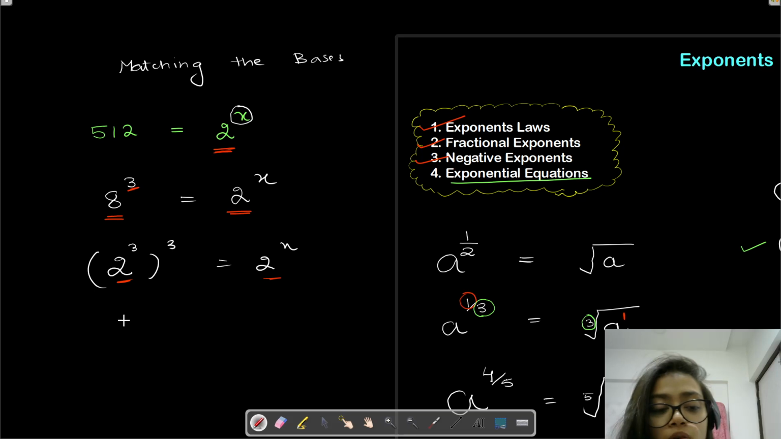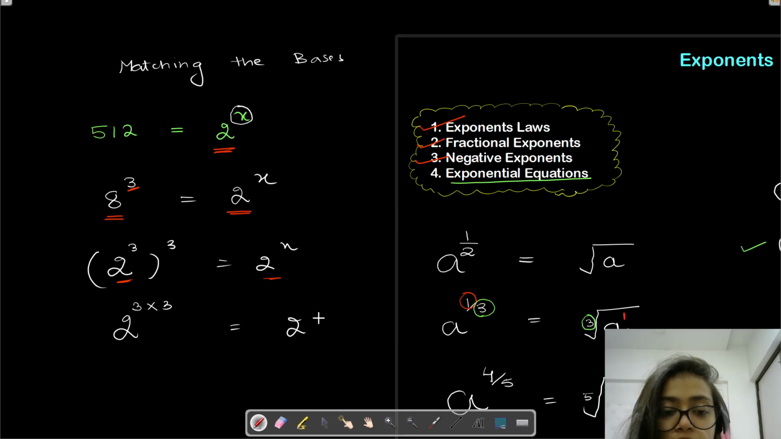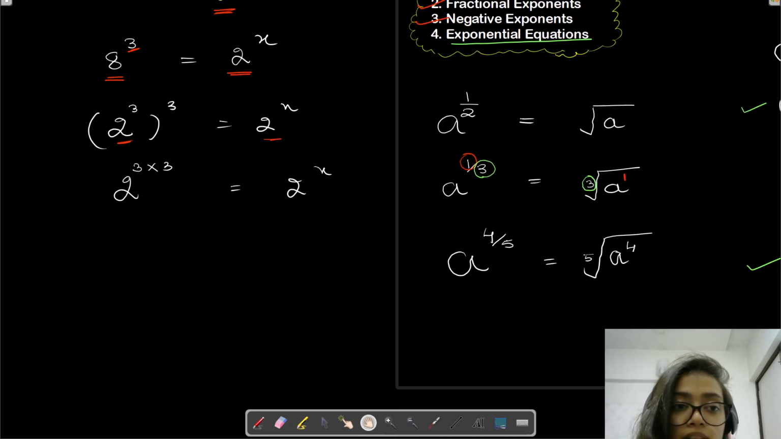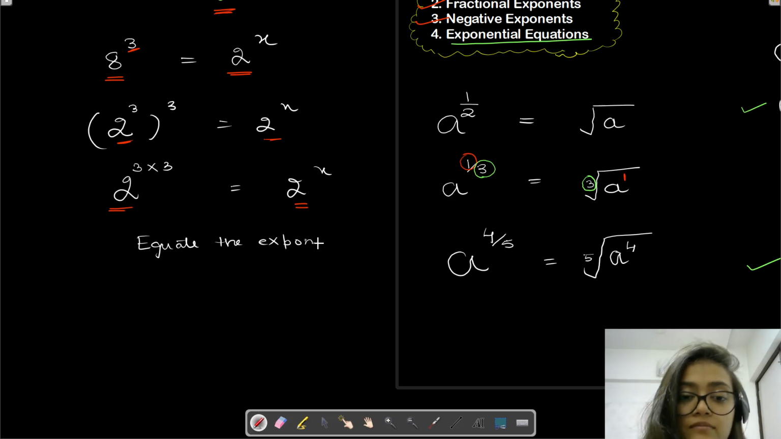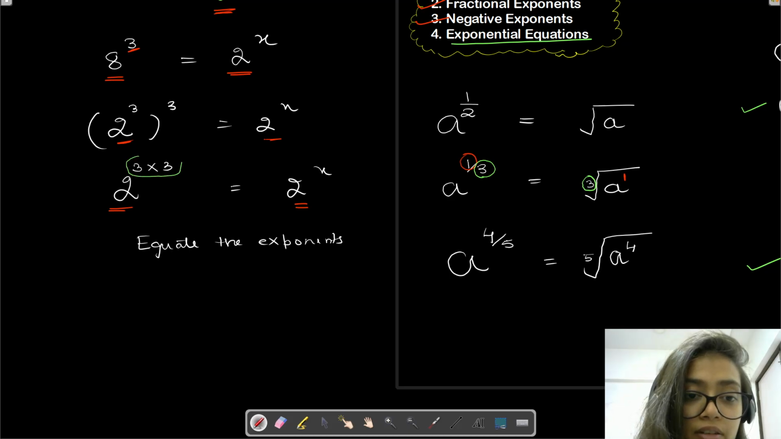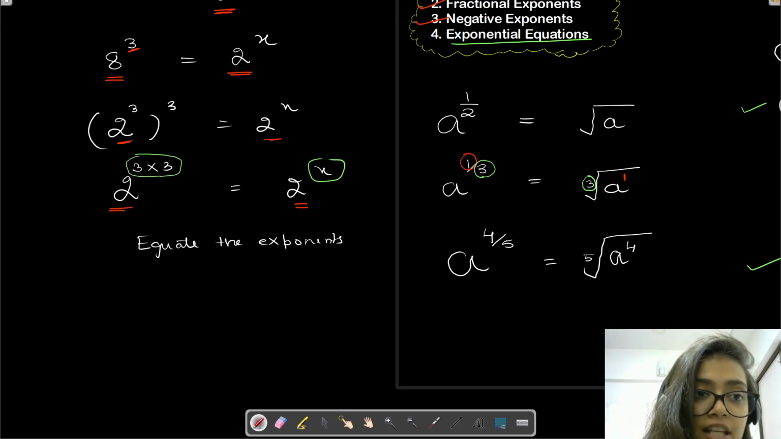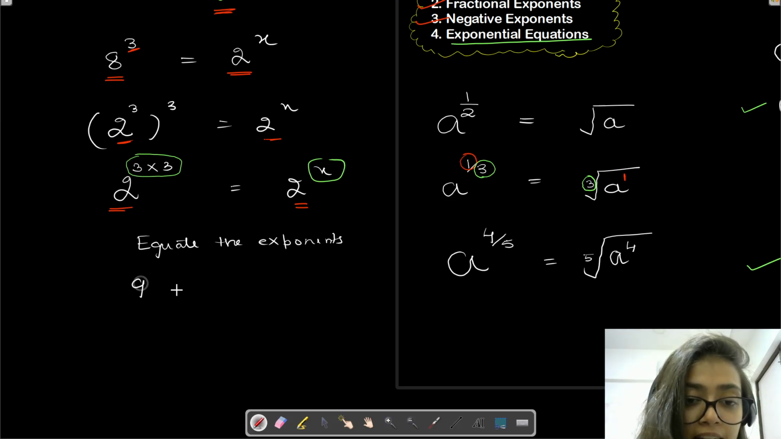Now we'll apply the power of power rule. So this is 2 raised to 3 times 3 equals 2 raised to x. And now you can see that the bases are same. On the left hand side you have base 2, on the right hand side as well you have base 2. Once you have the bases same, you can equate the exponents. So your exponents 3 times 3 and x become equal. So 3 times 3 is 9, 9 is equal to x. So the value of x is 9.